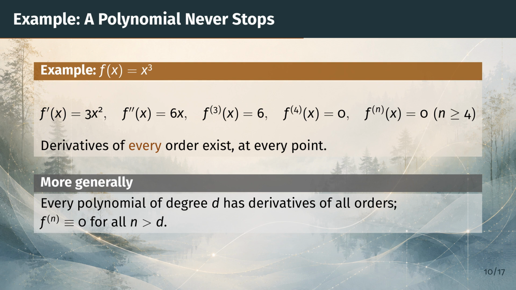continues forever. As the gray remark notes, the same happens for any polynomial. Derivatives of all orders exist everywhere, and beyond the degree of the polynomial, they are all identically zero. So polynomials are as smooth as a function can possibly be. But not every function is so accommodating.